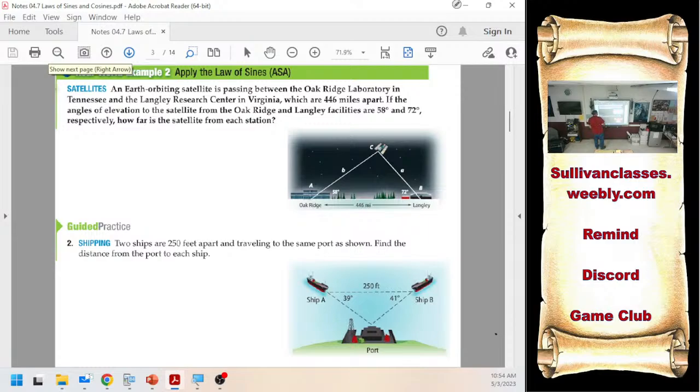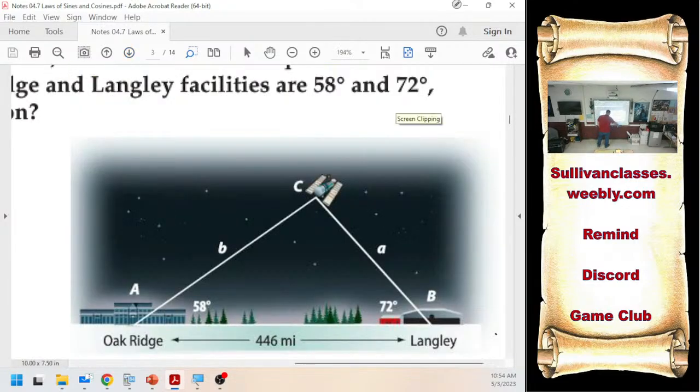The irony that they're talking about satellites and Langley, just great. None of you know what Langley is, do you? Anyone? Emrys, save me. No? Langley is the headquarters of the CIA. So, Virginia, it says it right there in the problem.